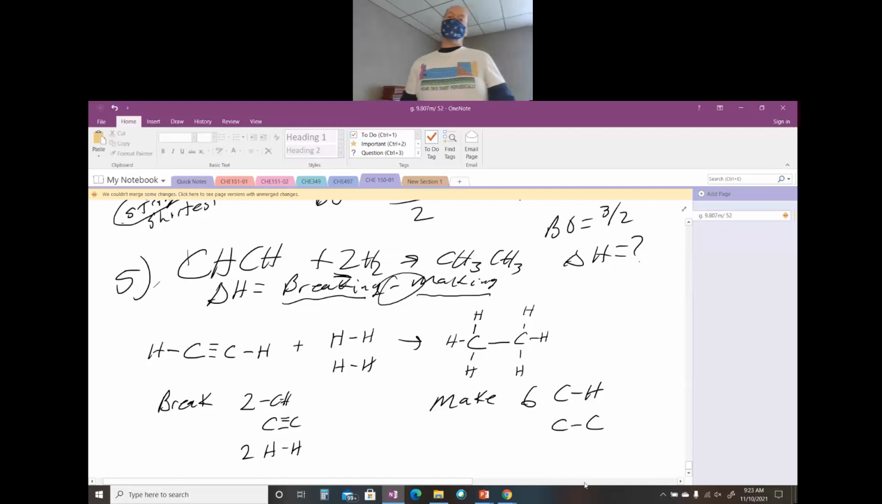All right, so then you just go to your chart and you get your numbers. This one is 411, this one is 836, and this one is 386. This one is 411. This one is, we're going to call this one 400. That is not right. All right, so I'm just making up numbers because I don't have my chart.